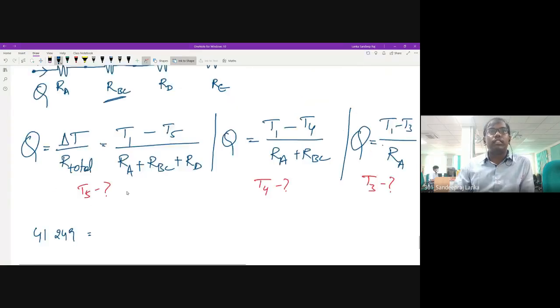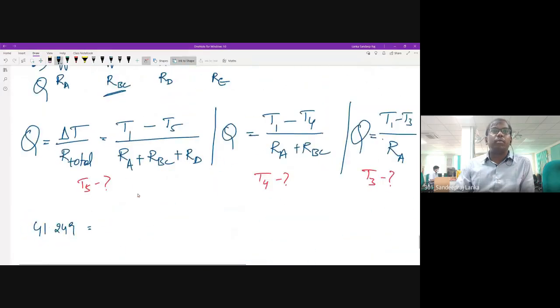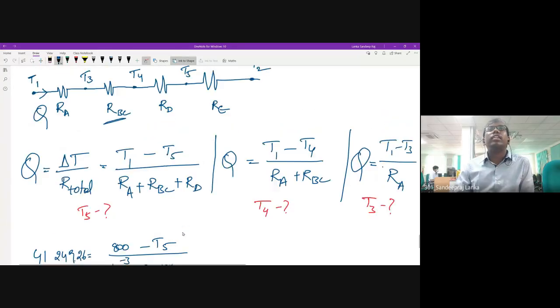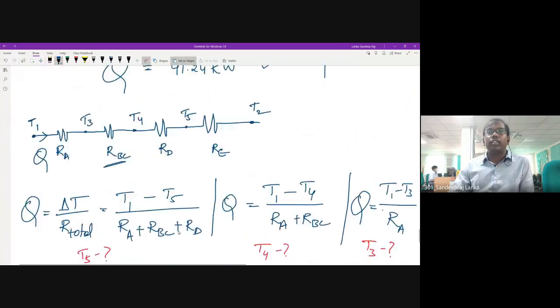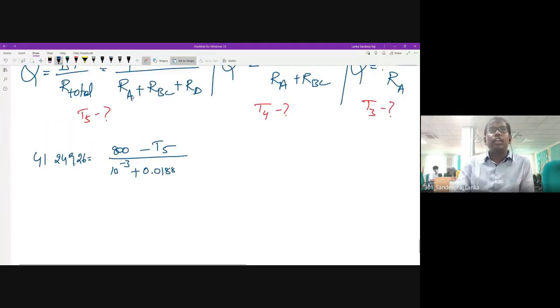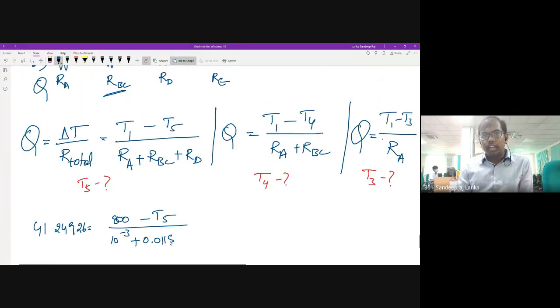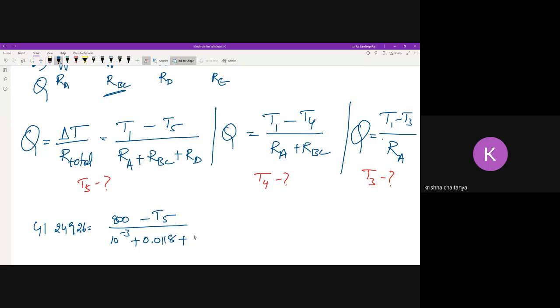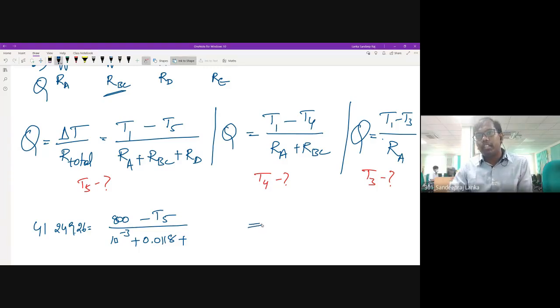41249.26 is equal to the delta T. T1, if I take, it is 800 minus T5. The RA value is 10 to the power minus 3. The RBC is 0.0188, 0.118, plus RD. So T5 comes to 168.8.